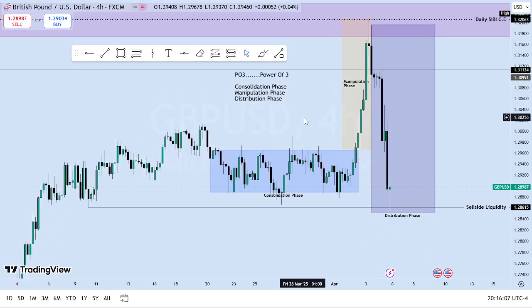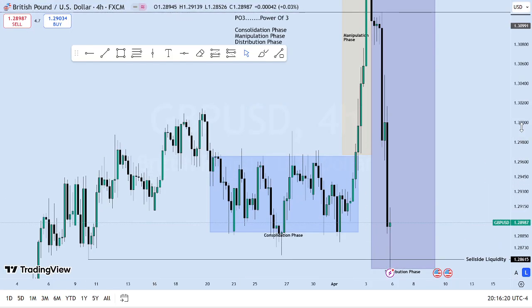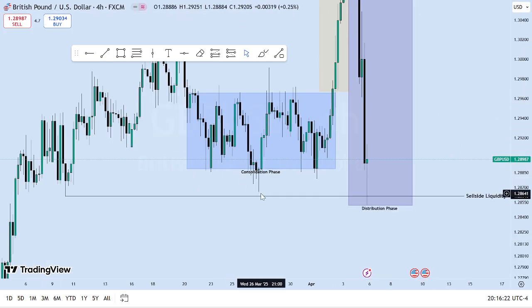Distribution is coming to take the sell side liquidity below the consolidation phase. And where is the sell side liquidity? Below there is this low. Here is also the low of this consolidation. Where is the major sell side liquidity? And we have an inefficiency here too. That's BC, buy side imbalance, sell side inefficiency.